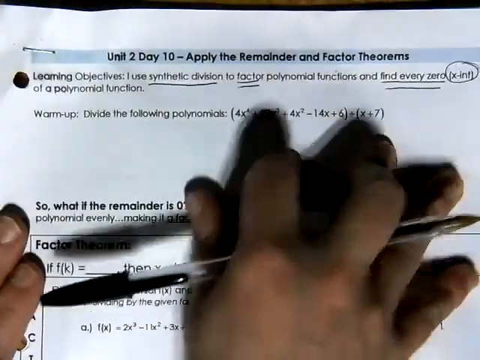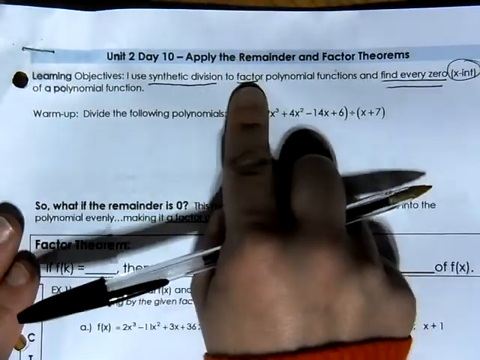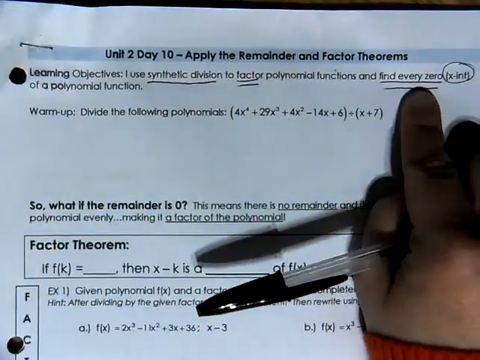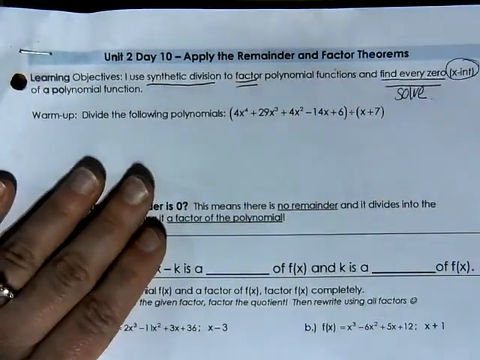So there are two different things that we are going to be using. We're going to be using synthetic division to factor versus finding every zero means to solve quadratic equations.